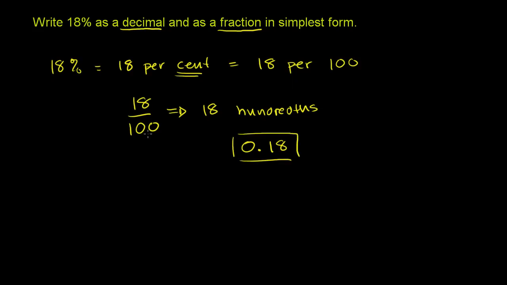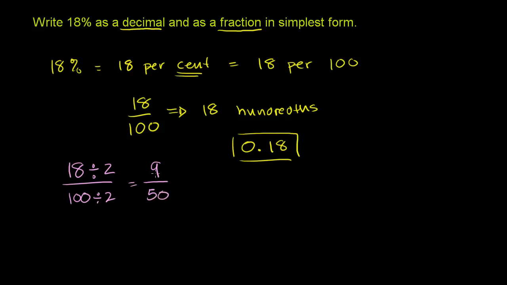And if we write it as a simplified fraction, we need to see if there is a common factor for 18 and 100. They're both even numbers, so we know they're both divisible by 2. So let's divide both the numerator and the denominator by 2. 18 divided by 2 is 9, and 100 divided by 2 is 50.